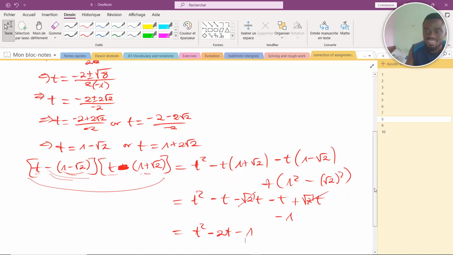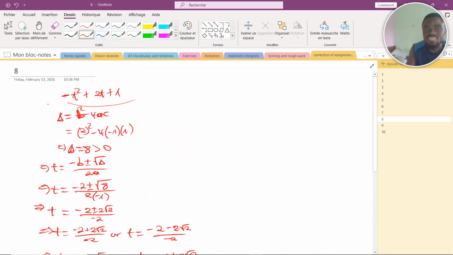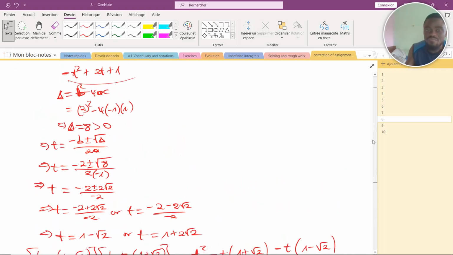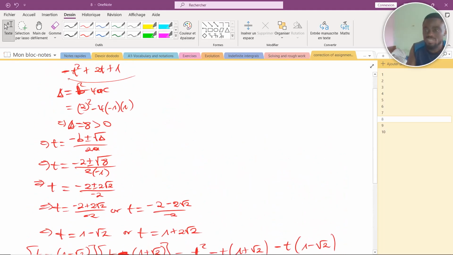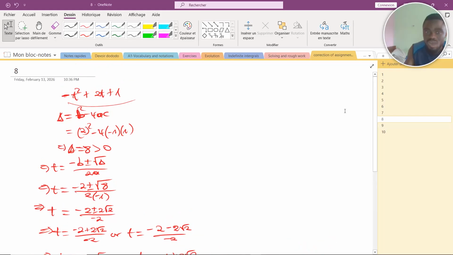What do you notice? You notice that it doesn't give us this. It doesn't give us this. So be very careful whenever there is a minus outside here. Be very careful whenever you have a quadratic equation and there is a minus outside here. Never directly apply delta.